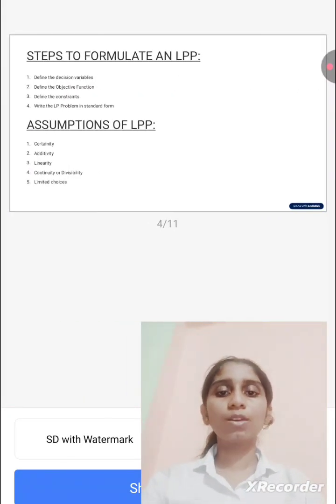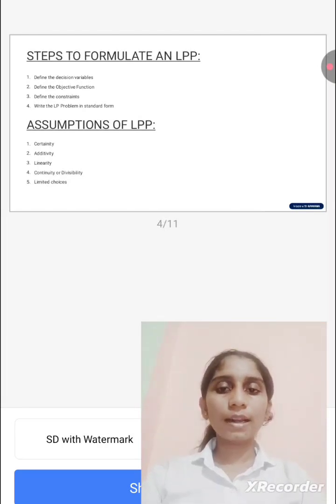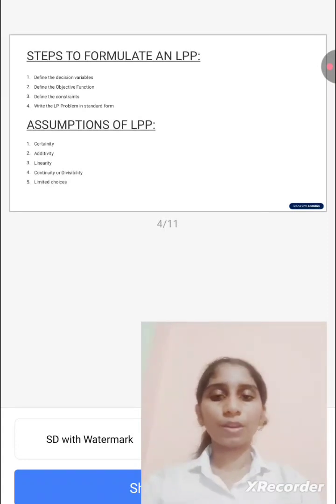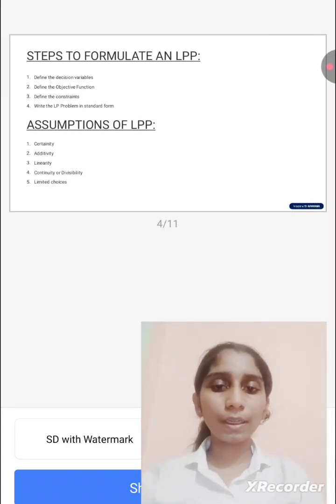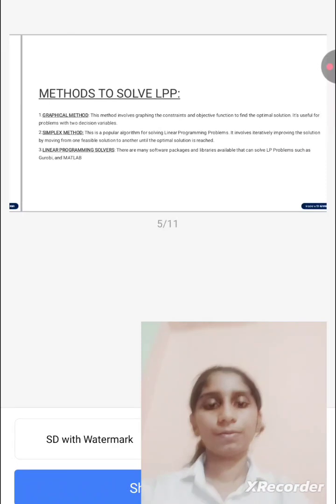Now steps to formulate an LPP. First define the decision variables, then define the objective function, then define the constraints, and lastly write the LPP problem in a standard form. Now assumptions of LPP include linearity, limited choice, certainty and additivity.